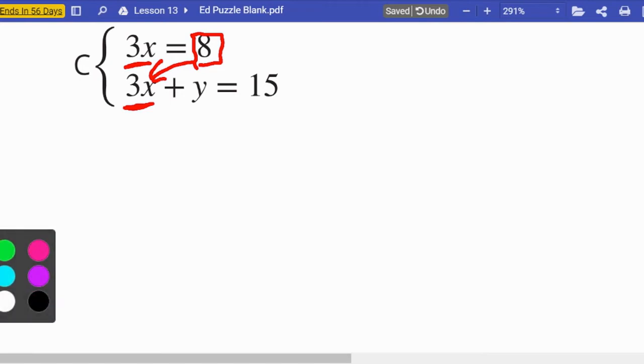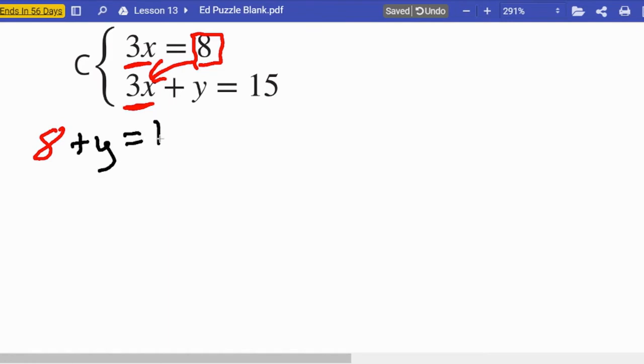So that will look like 8 plus y is equal to 15. So again, we took this 8, that's equal to 3x, substituted into this bottom equation for 3x. And now we solve.